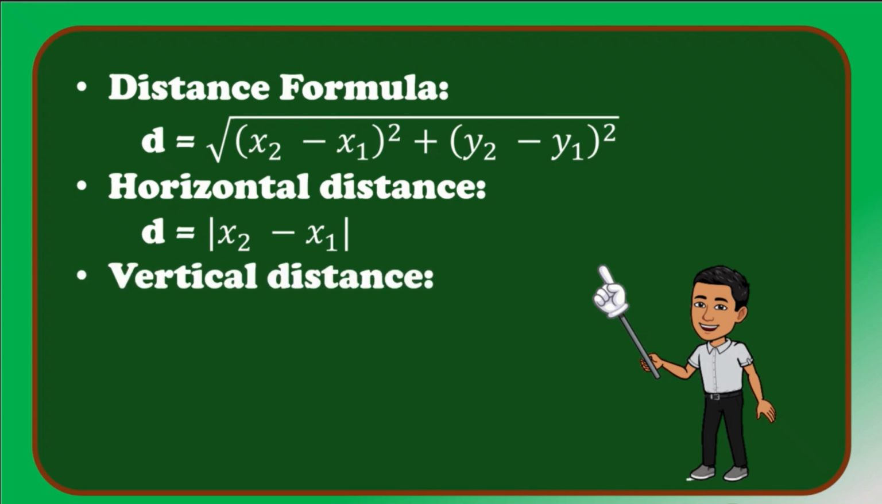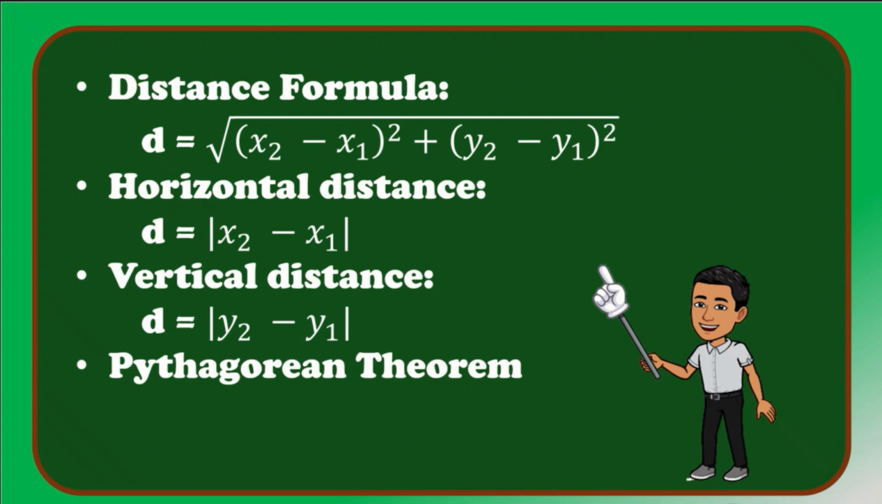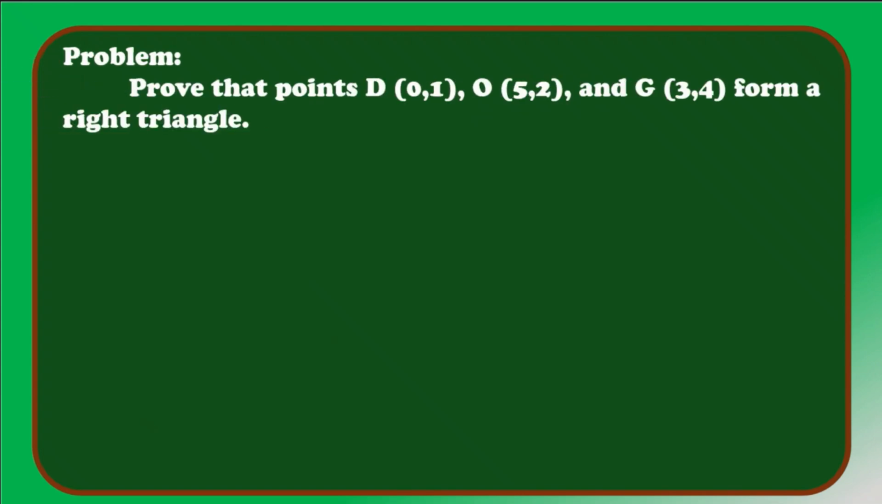If we are looking for the vertical distance, it goes like this: d is equal to the absolute value of the difference of y sub 2 and y sub 1. And lastly, the Pythagorean theorem is represented by c squared equals a squared plus b squared. Now, let's have a sample problem. Prove that points D (0, 1), O (5, 2), and G (3, 4) form a right triangle.